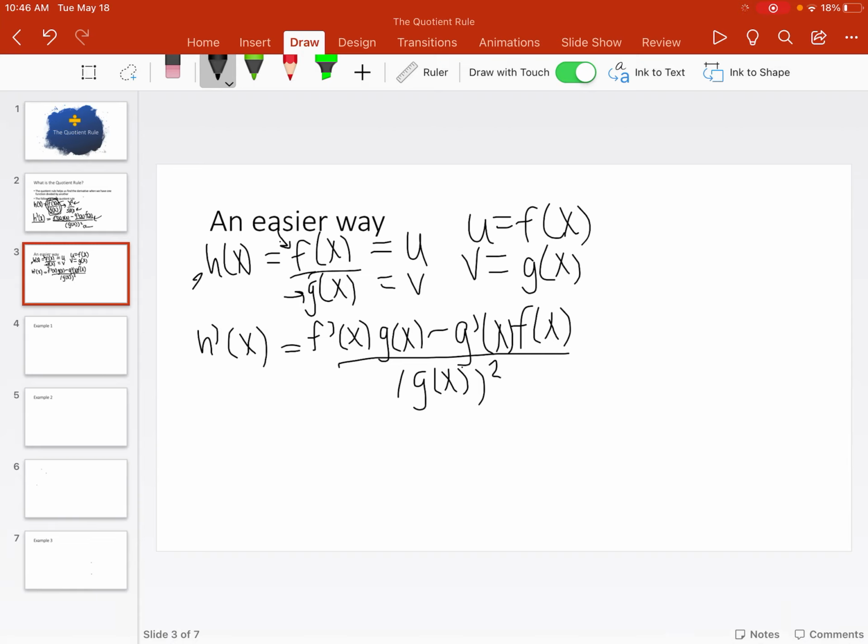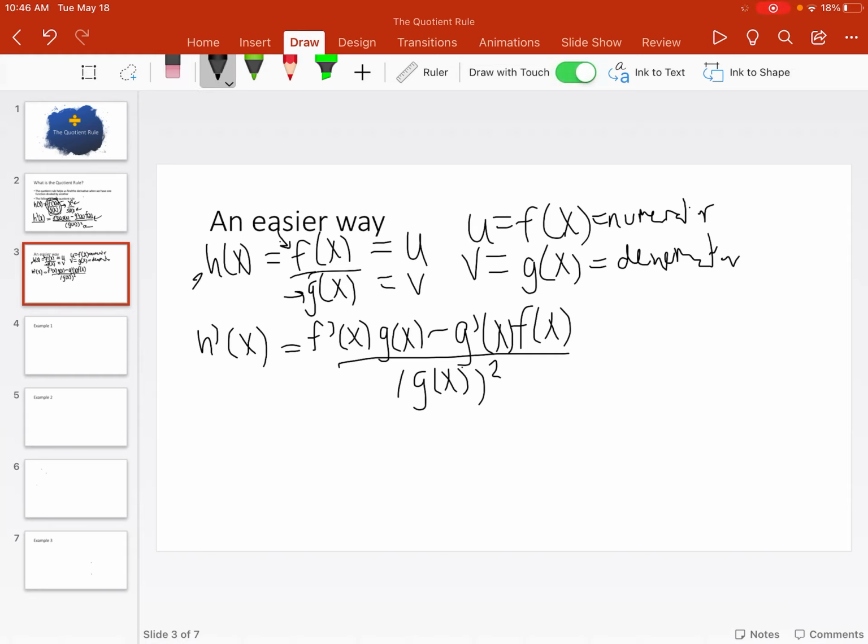Well, we're reparameterizing, so we're going to say u is equal to f of x and v is equal to g of x. So u is equal to f of x, and that is equal to the numerator, and v is equal to g of x, and that is the denominator. So we got u and v. And keep this in mind, the numerator and the denominator.